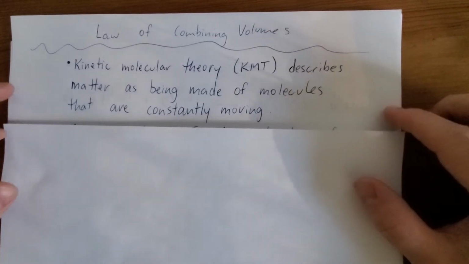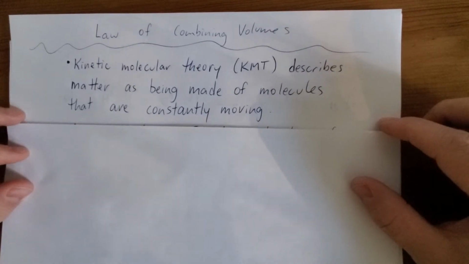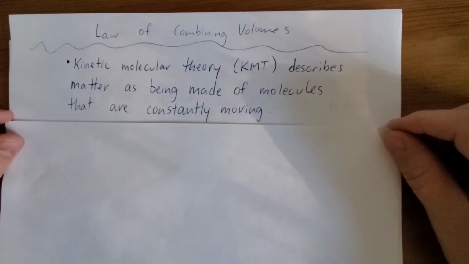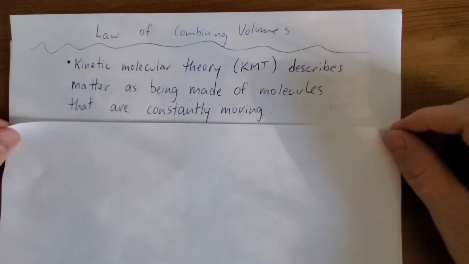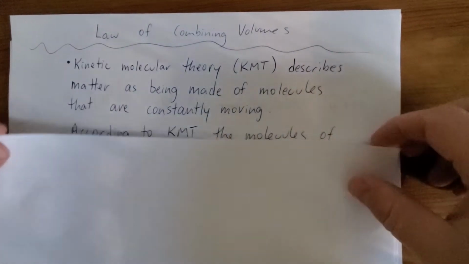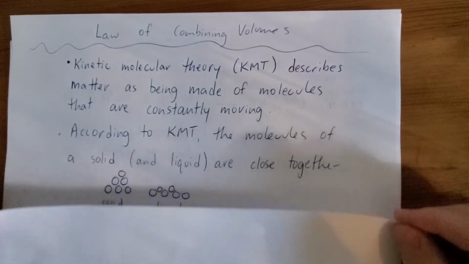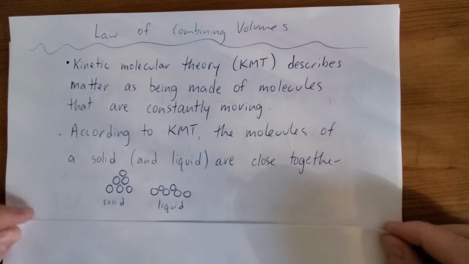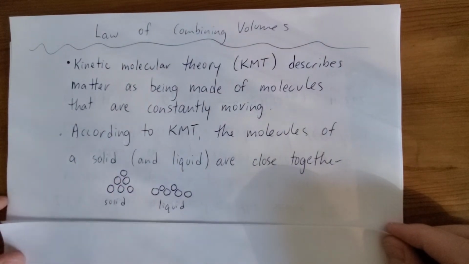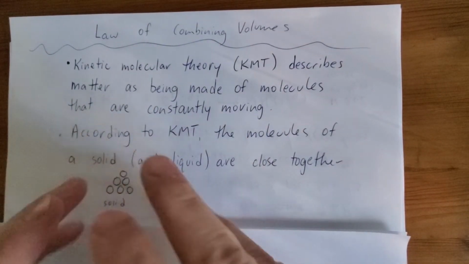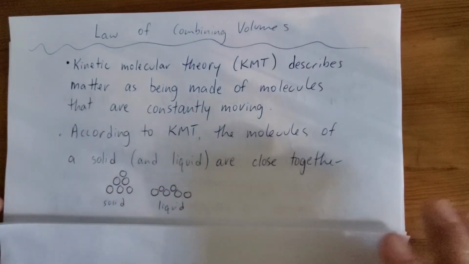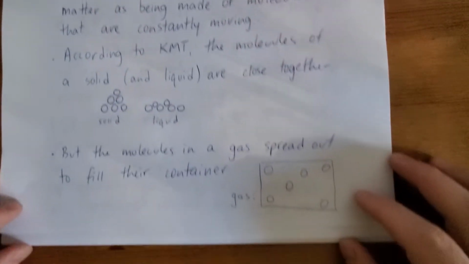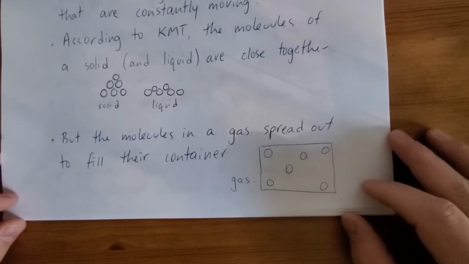So, kinetic molecular theory, which I'll call KMT, describes matter as being made of molecules that are constantly moving. Another feature is the faster they're moving, the hotter that sample is. According to kinetic molecular theory, the molecules of a solid, and to a lesser extent a liquid, are close together. Solids have tight bonds, and if you break them a little bit, the molecules can kind of fall over each other, and that's a liquid. But the molecules in a gas always spread out and fill their container.